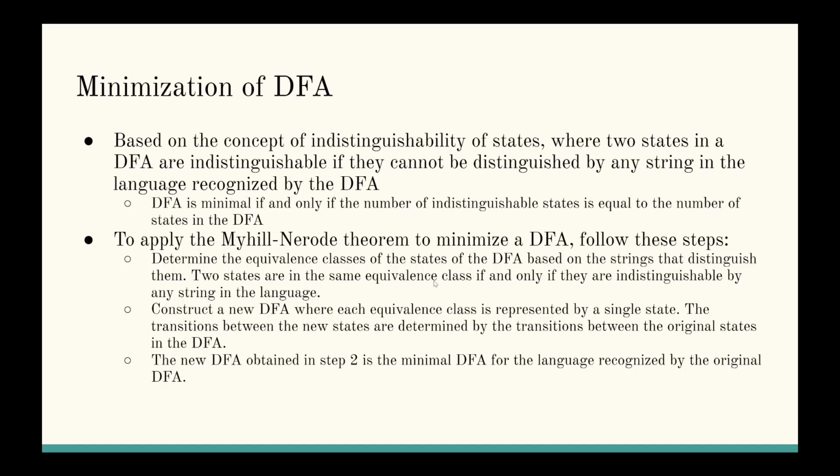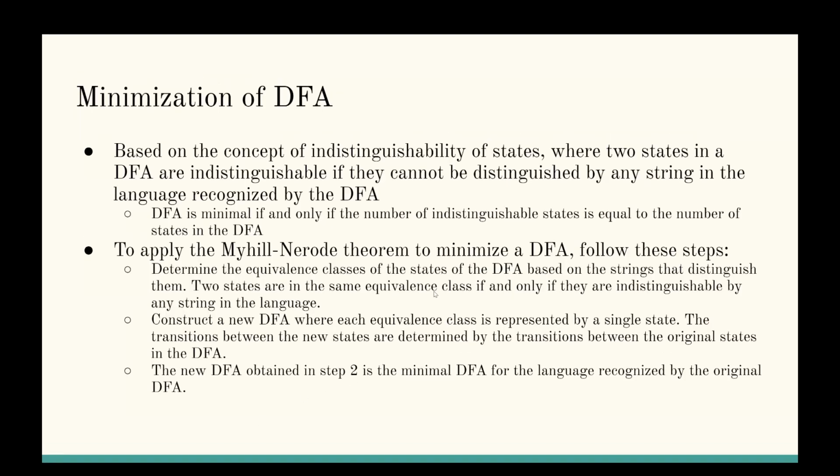So we use a theorem to prove that languages are regular and non-regular, and now we'll talk about some optimization strategies with the theorem, such as the minimization of a DFA. This is based on the concept of indistinguishability of states, where two states in the DFA are indistinguishable if they cannot be distinguished by any string in the language recognized by the DFA. A DFA is minimal if and only if the number of indistinguishable states is equal to the number of states in the DFA. So how can we apply the theorem to minimize a DFA?